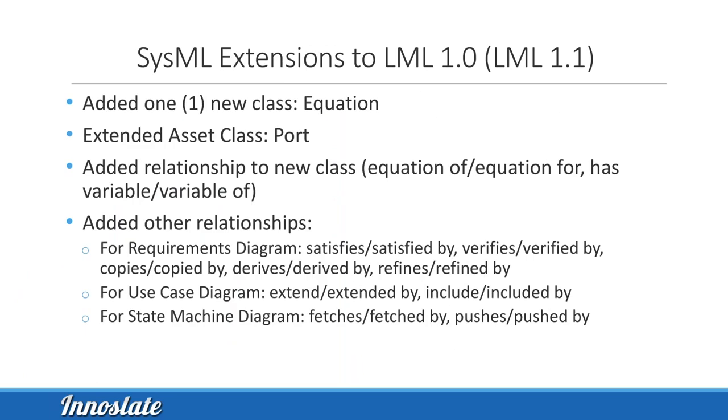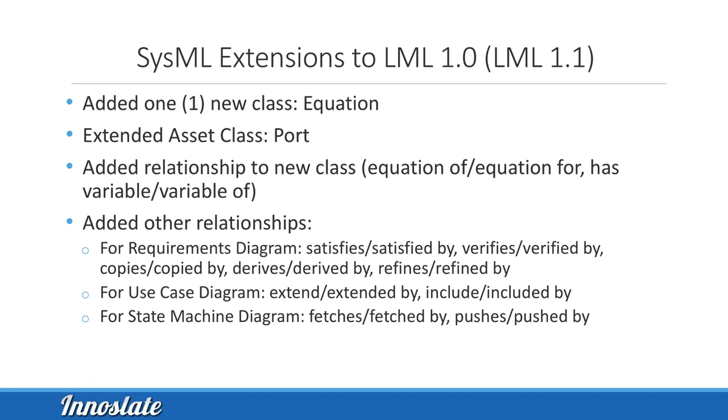To implement SysML in LML, the group got together and created LML 1.1, and there were some very simple decisions. The new class was equation. That's to support the parametric diagram, to give it a container. We hadn't really thought about that before, but that seemed like a good add. And then we extended the asset class to a port, and that's a special connection, connector kind of thing that goes in there. So that was another thing that was thought of.